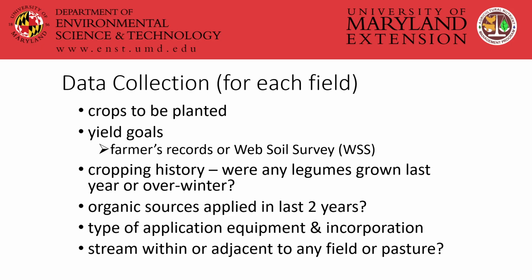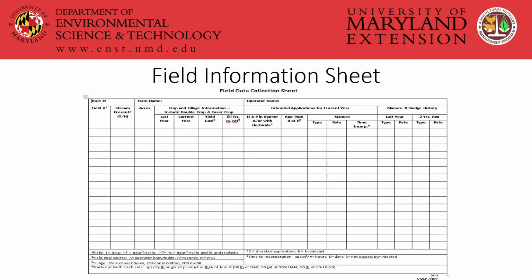Cropping history. Think about nitrogen mineralization. Did they have legumes growing? That's all going to be figured in. Were organic sources supplied in the last 2 years? Because you have to factor in that nitrogen that might become available. The type of application equipment and incorporation, so what kind of tillage are they using? Are they broadcasting nutrients or are they injecting them? And again, the surface water for each field, you need to know if it comes into contact with surface water. And we have a similar field information sheet to help you remember to get all that stuff.